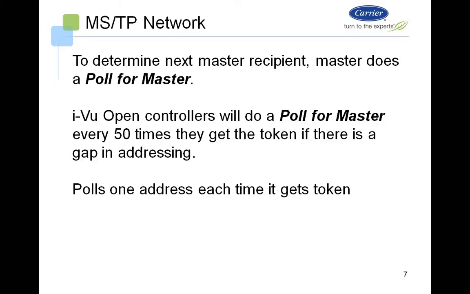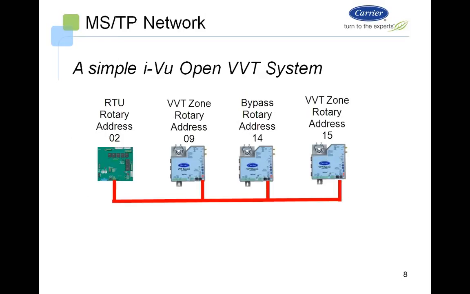If we look at a simple iView open system, here we have an RTU controller at address 2, a VVT zone at address 9, a bypass at 14, and another zone at 15. As we see here, we have gaps between these devices, but between the bypass and the second zone there is no gap.